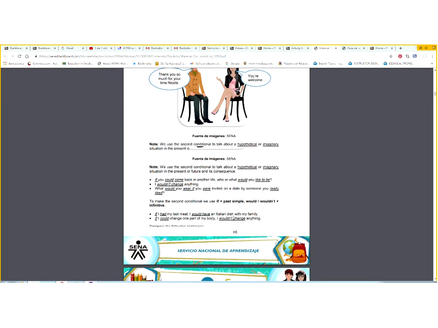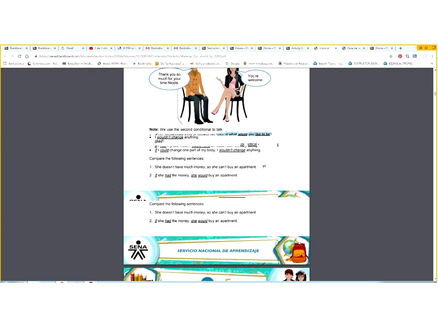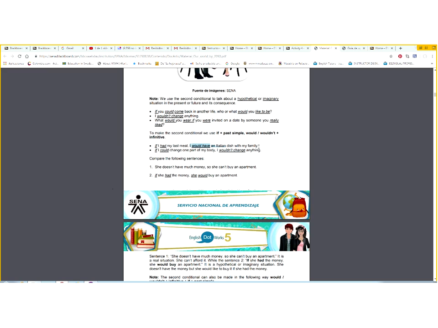Then we have a little bit of analysis on the grammar structure. If you came back in another life, who or what would you like to be? We have the condition, comma, and the result. Again, we have the condition, comma, and the result. Second example, condition, comma, result.